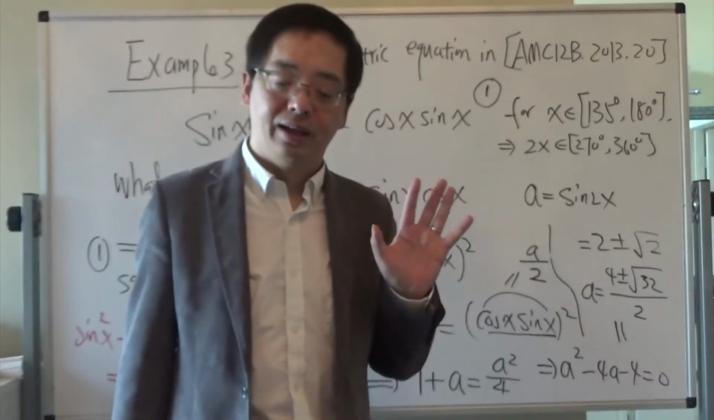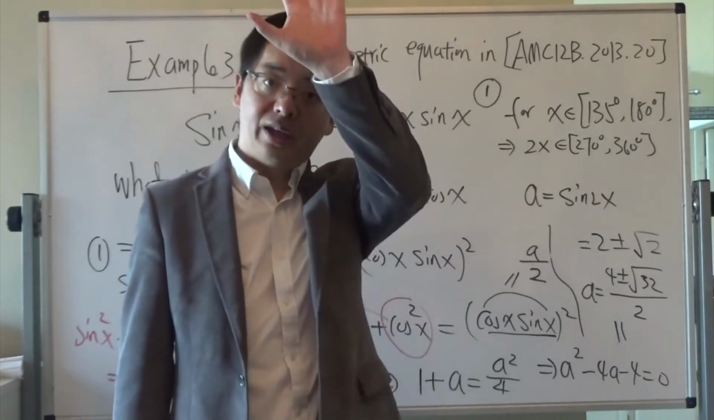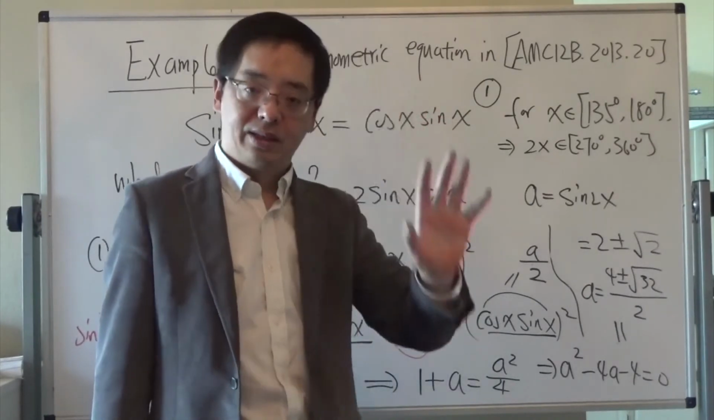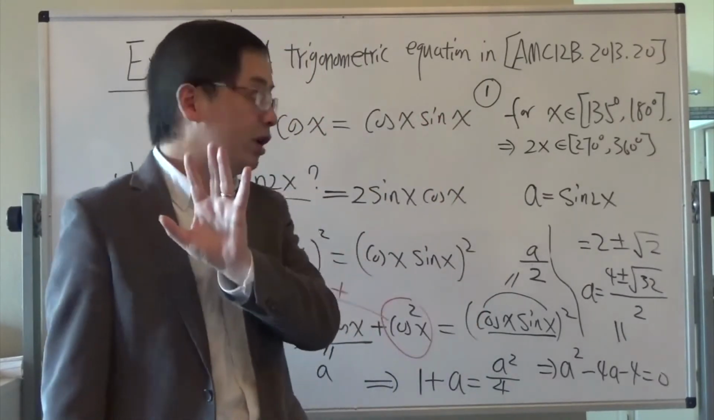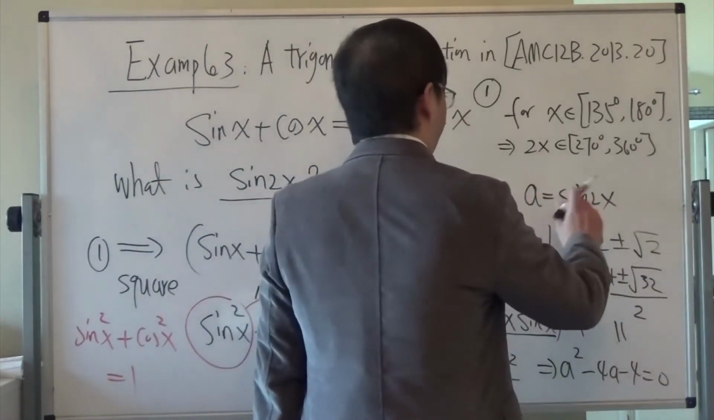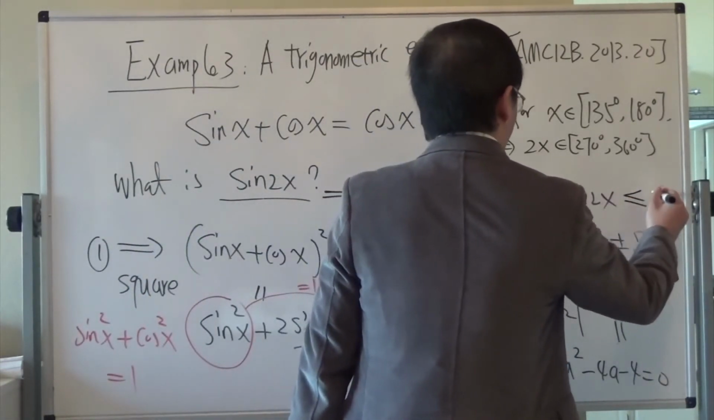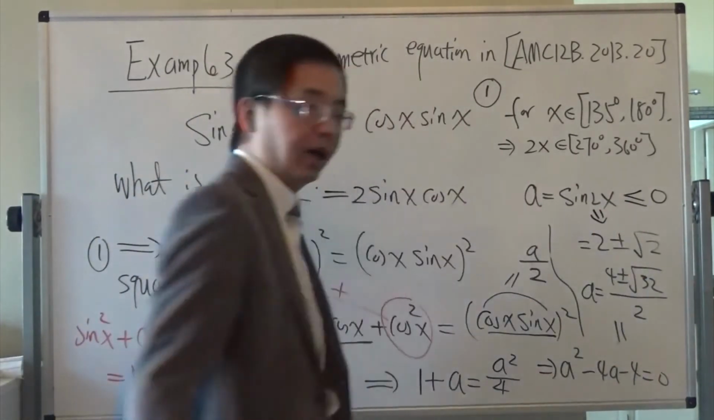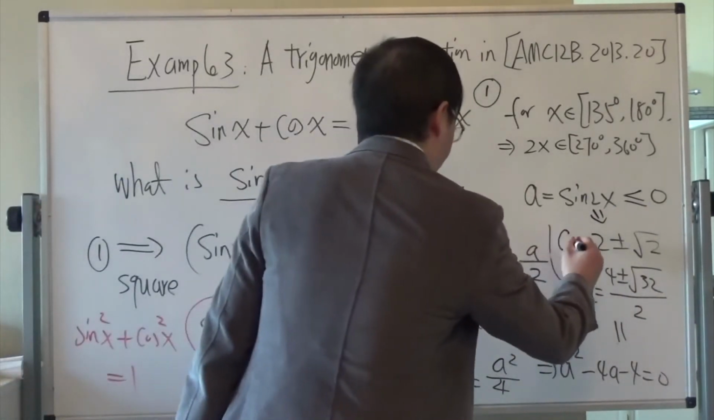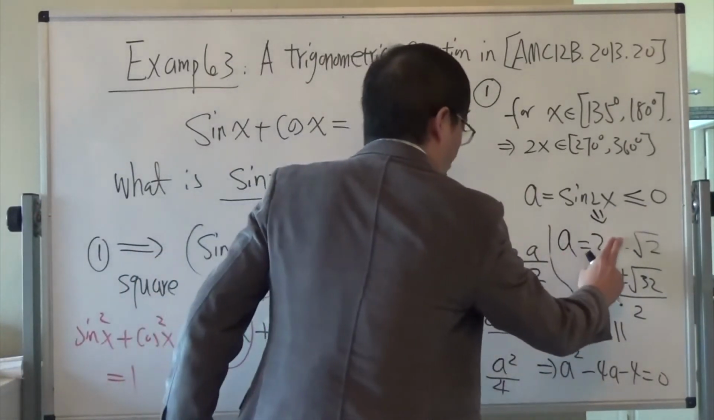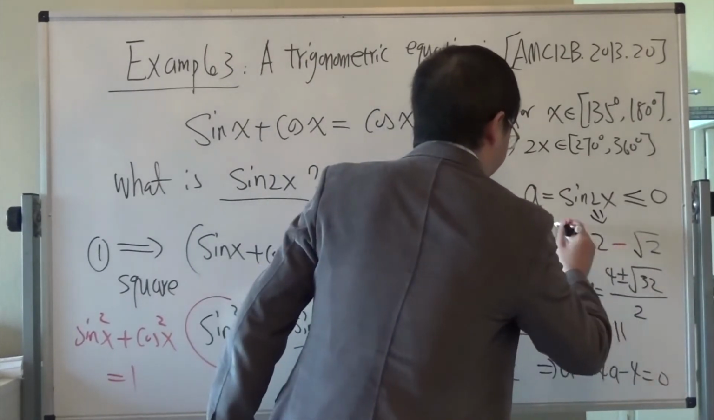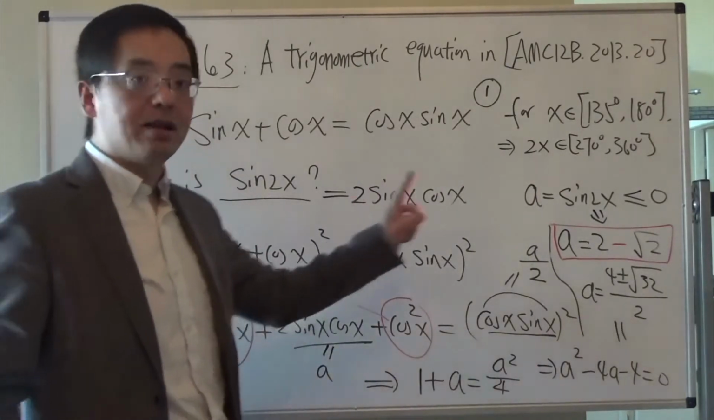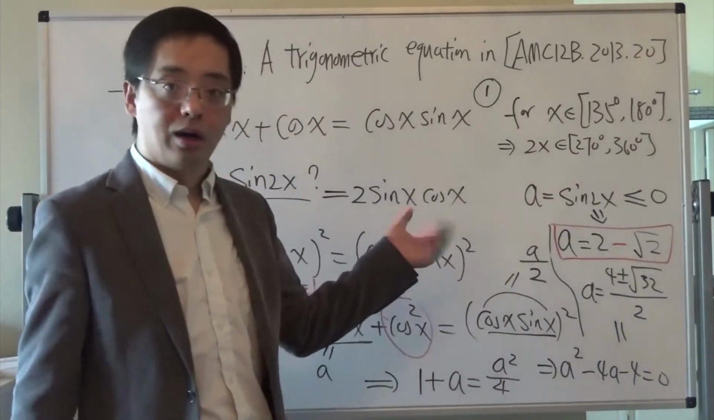If you recall the sign of the sine function: in the first quadrant it is positive, in the second quadrant positive, in the third quadrant negative, and in the fourth quadrant it is also negative. So here what I have is that this is less than or equal to 0, and that implies we can only have the negative one. So a shall be negative, and that is the value of sine 2x: minus the square root of 2.